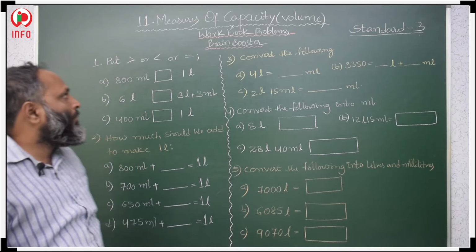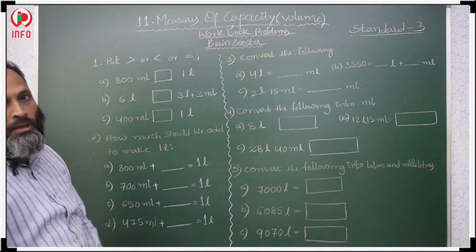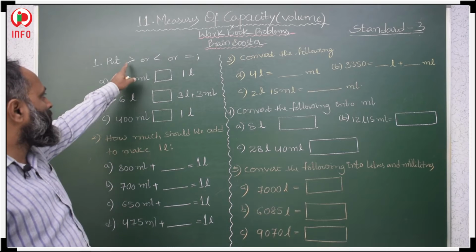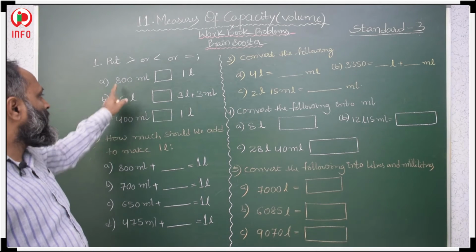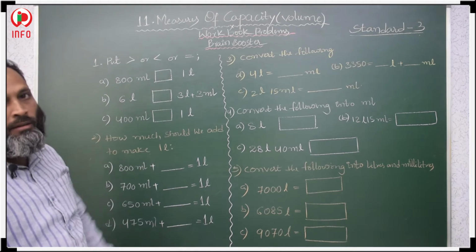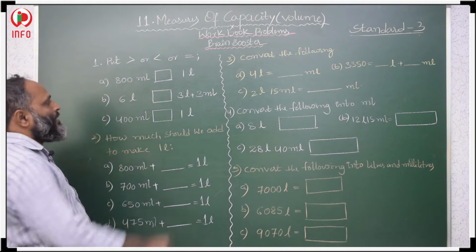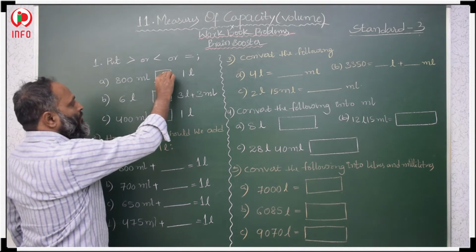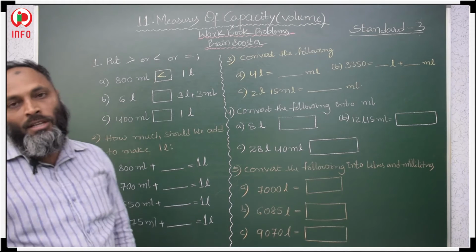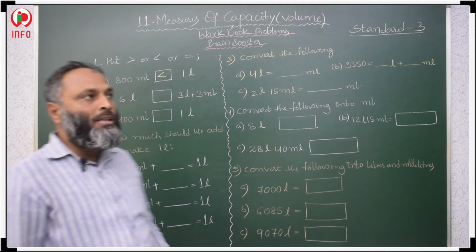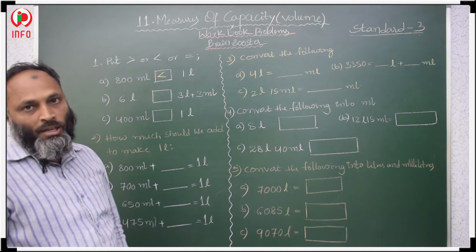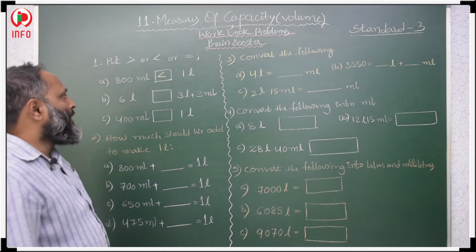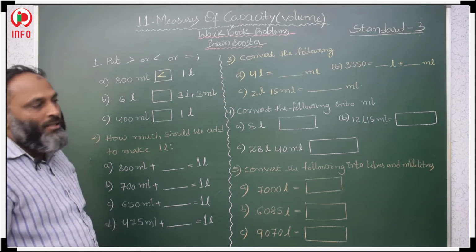Now students, here are the brain booster problems. In the brain booster problem, the first question is to put the greater than, less than, or equal to sign. Here the first is 800 ml and 1 liter. So 800 ml is always less than 1 liter. Why? 1 liter is equal to 1000 ml, 1000 milliliters. So that is why 800 milliliters is always less than 1000 milliliters. Okay. So milliliters are always less than the liters.